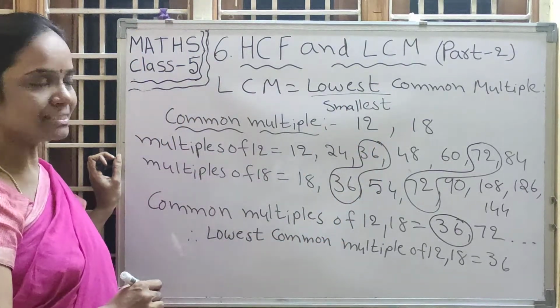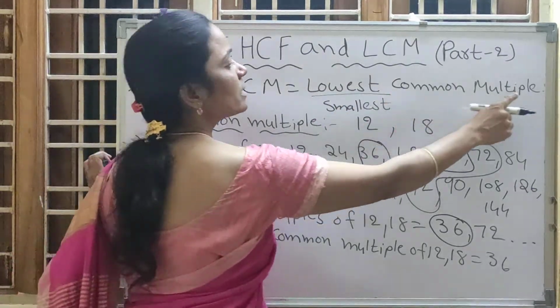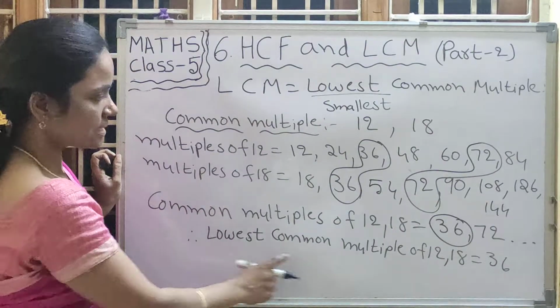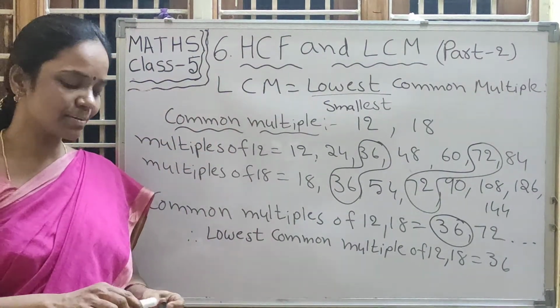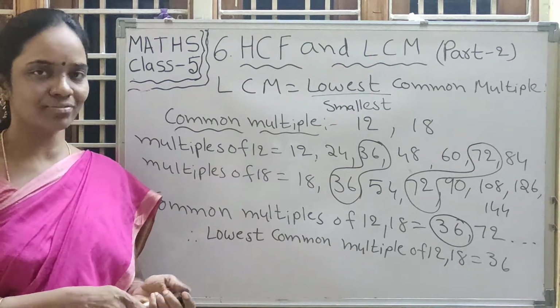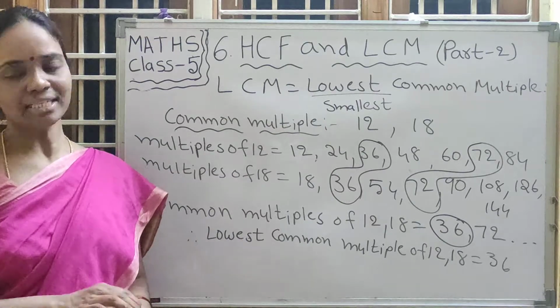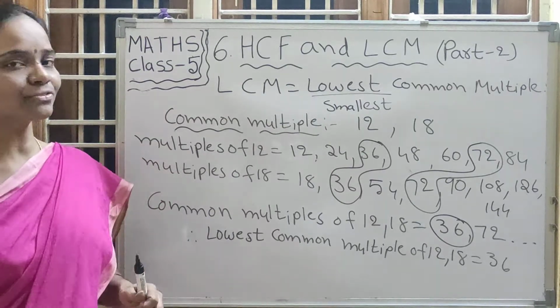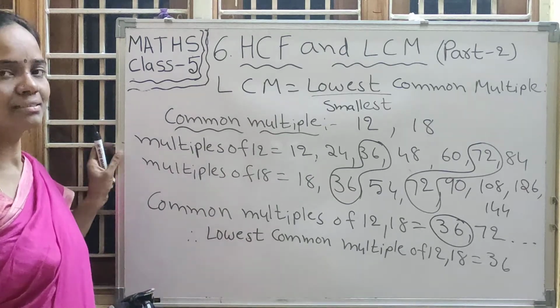Have you understood, children? What is meant by LCM? LCM means lowest common multiple. So this is the lowest common multiple. Note it down, children. I want to take some examples from our textbook now. Yes. Using prime factorization method, I am going to find out the LCM now. Okay? Shall I rub it? Yes.